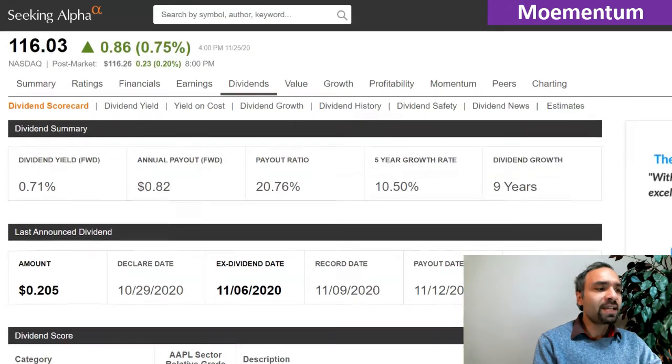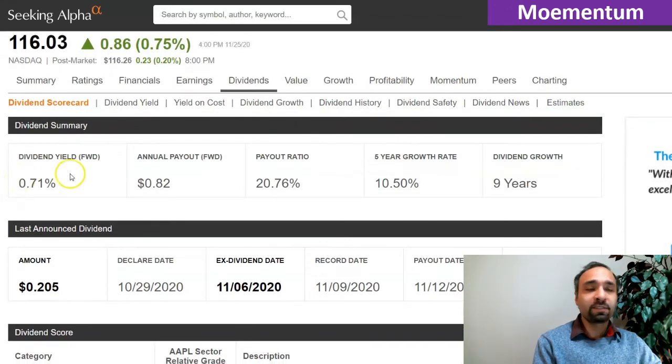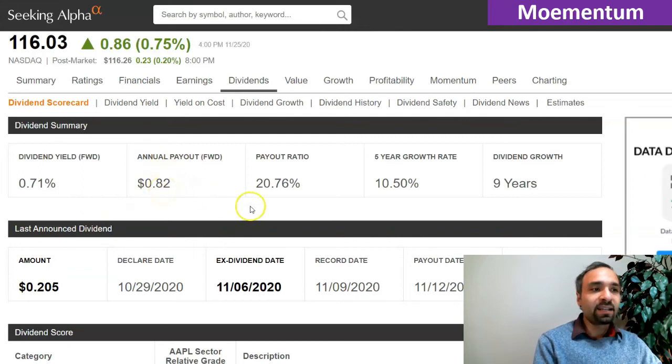And here you can see that Apple is showing a forward dividend yield of 0.71%. Their forward annual payout, how much you're going to earn in terms of dividend, is 82 cents. Their payout ratio is showing 20%. The payout ratio shows you what proportion of the company's earnings they're paying out to shareholders in form of dividends.